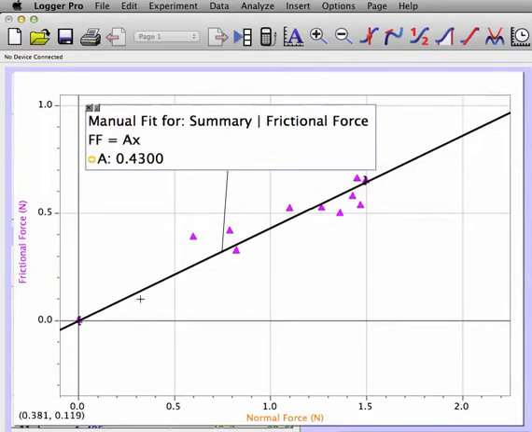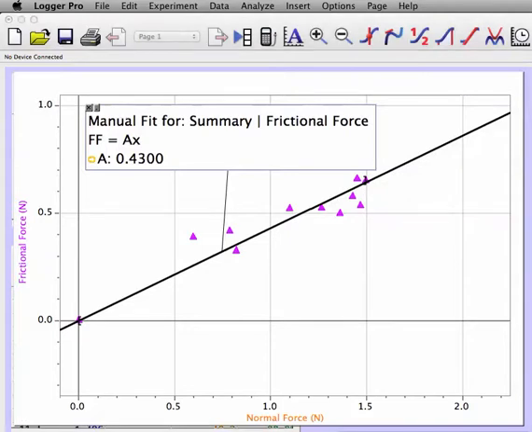Now, in this case right here, what we're using this graph for is to notice that friction force is proportional to this normal force, and because it's proportional, this constant of proportionality here, this value for A, the thing that is multiplied by the normal force to give us the proportional friction force, has an actual meaning in physics. And you'll have to think about that and provide that for your lab analysis. That's all I'll say for right here.